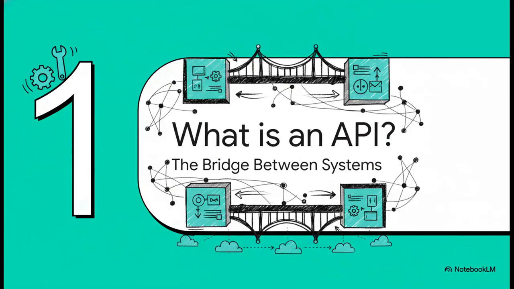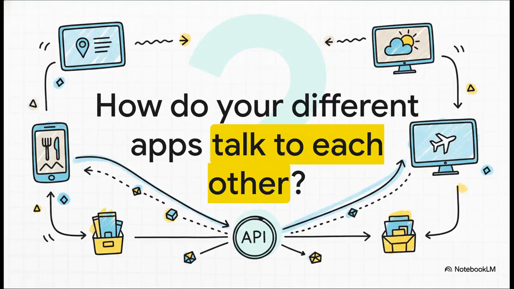All right, let's kick things off with the big one. What in the world is an API? The easiest way to think about it is as a bridge. It's this digital bridge that lets two completely different pieces of software have a conversation. I mean, think about it. You use tons of different apps every single day. How do they all seem to work together?